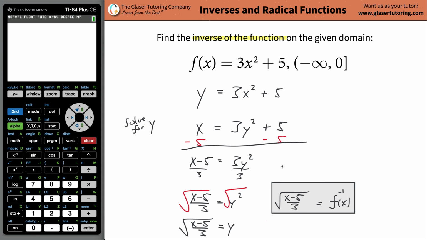That's all there is to it. You can graph these two functions if you wanted to see how they're related, but you really don't have to. All right, and that's it.